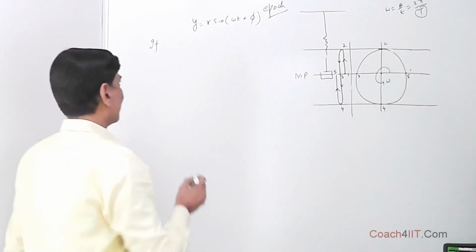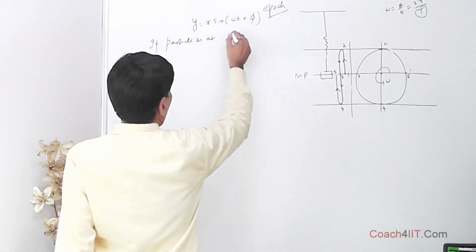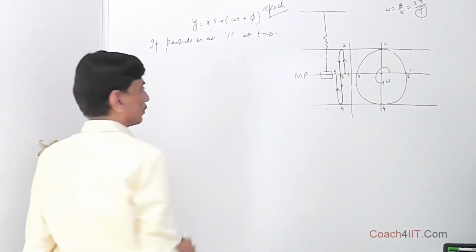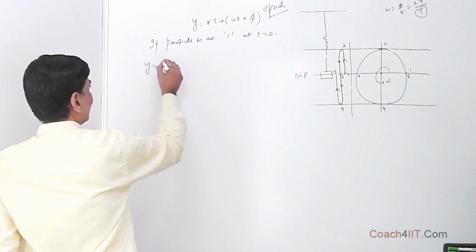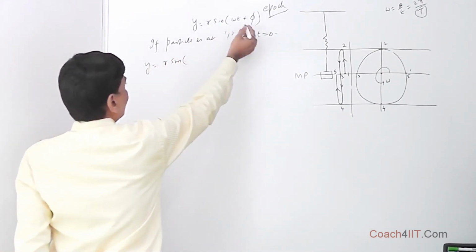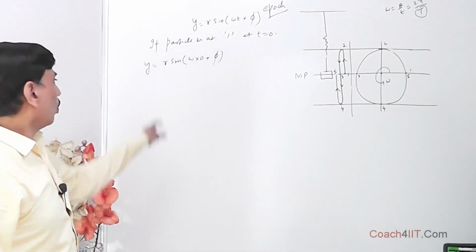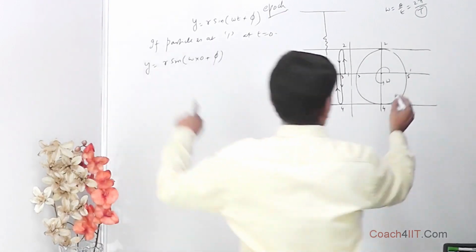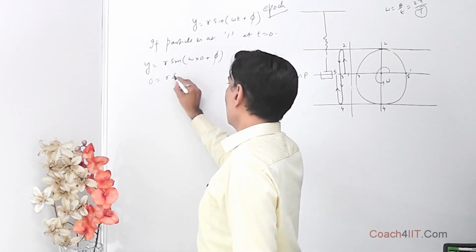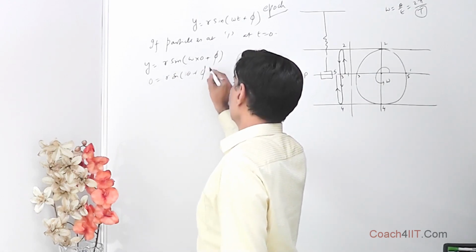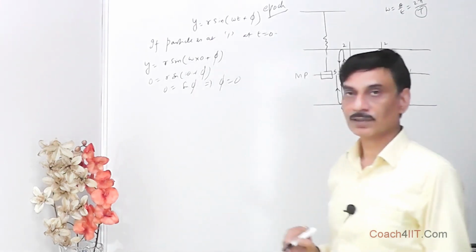Now if the particle is at position number 1 at t is equal to 0, what form does this equation take? y is equal to r sine omega t plus phi, at t is equal to 0, so omega into 0 plus phi. What is y at this instant when it is over here? The displacement from the mean position is equal to 0. So it comes out to be 0 is equal to r sine of 0 plus phi. So 0 is equal to sine phi. This implies phi is equal to 0 radian.